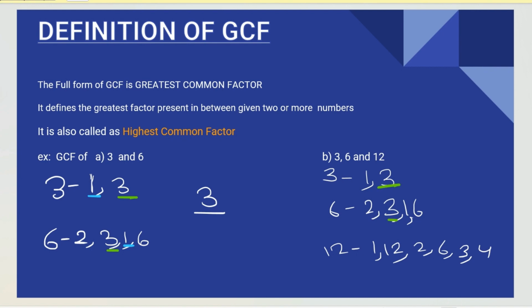3 here, here, and here. Then 1 here, here, and here. And that's all that's common. So again, we have 1 and 3 in common, but we want to find the greatest common factor. The answer is going to be 3 again. So that is our answer.